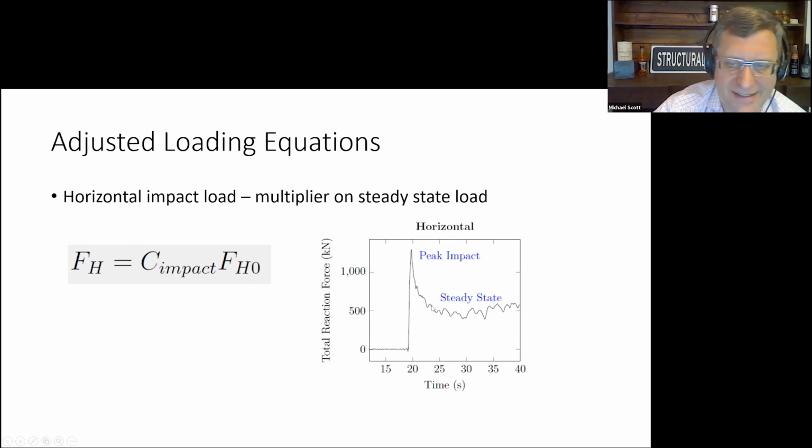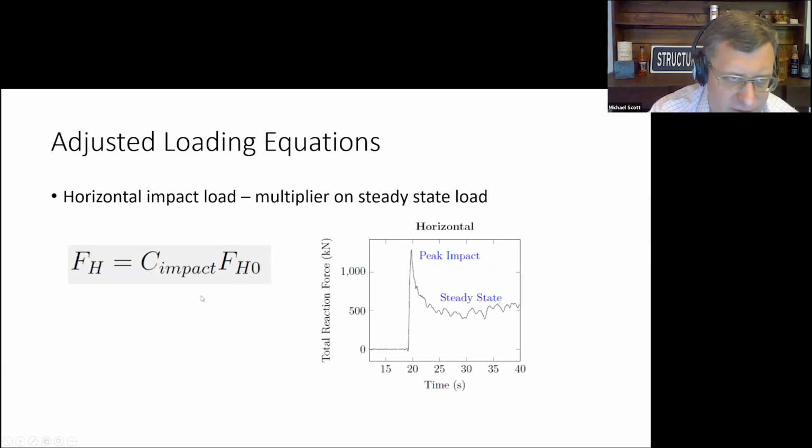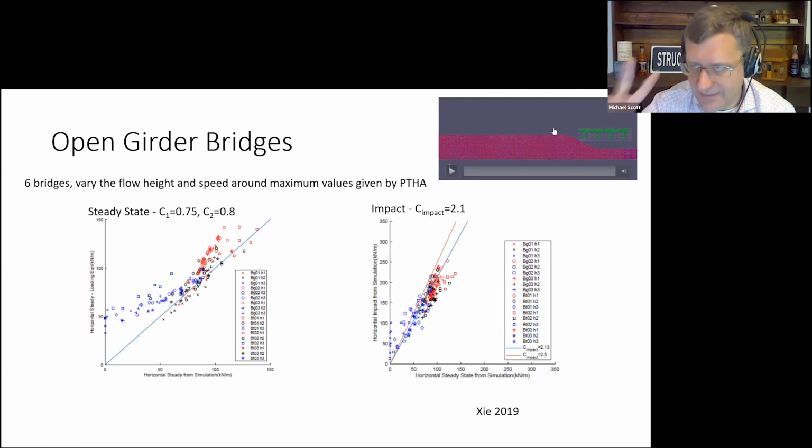And then based on the observed ratios of peak impact forces and steady state forces for horizontal loads, we again took a simple approach and took that nominal horizontal force and multiplied by an impact factor, right, to get the peak horizontal impact load, okay? And that was usually around 2.5 or so.